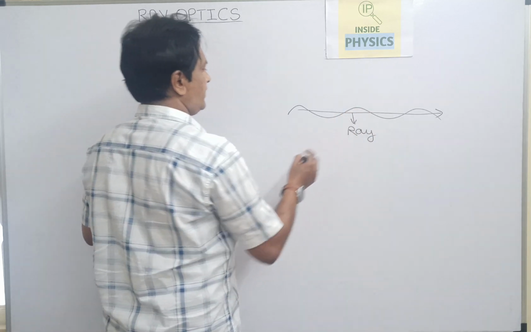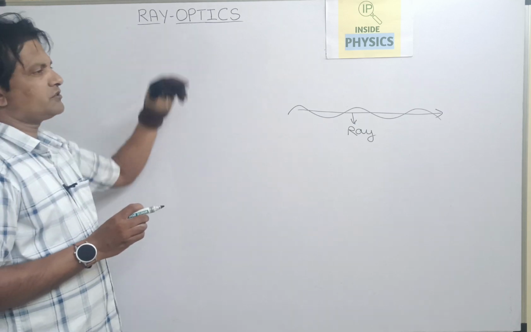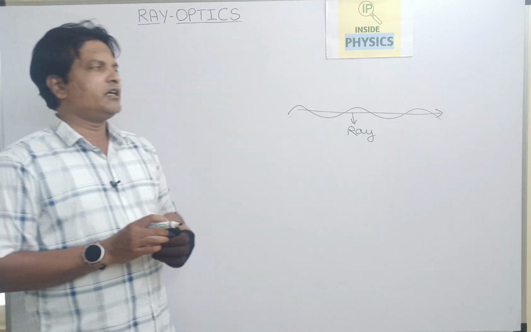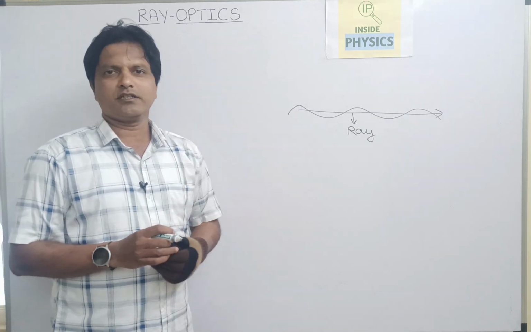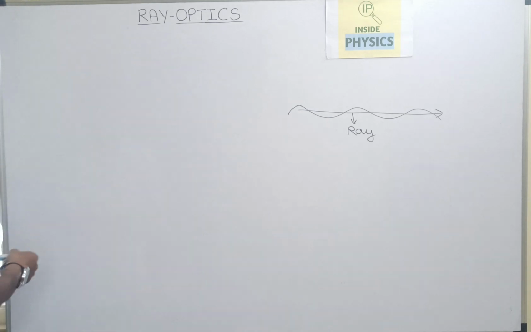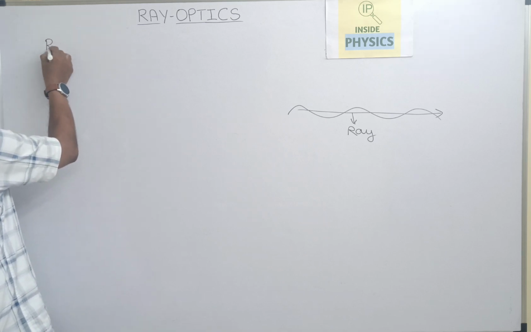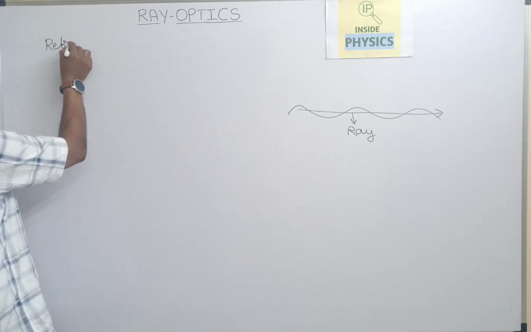Here, ray optics is the study of light based on ray diagrams, and the wave picture is considered for the study of properties like refraction and reflection. So here we are going to see the concept of refraction.